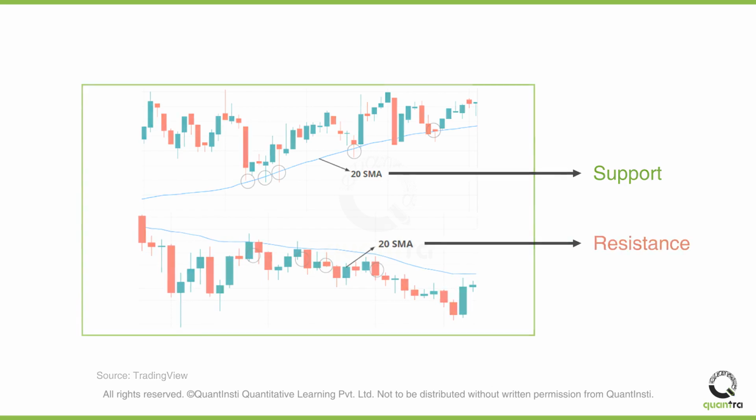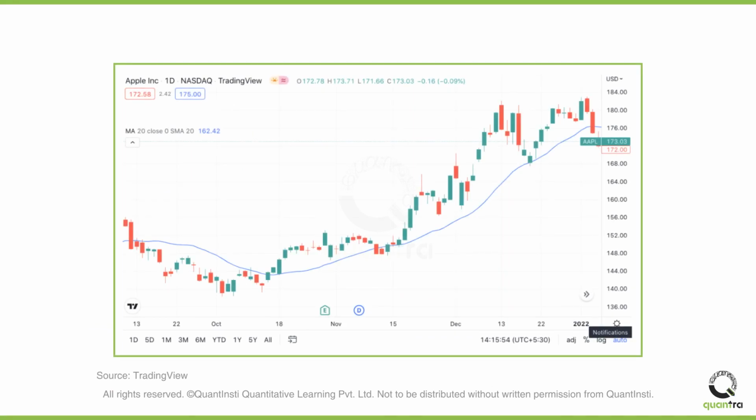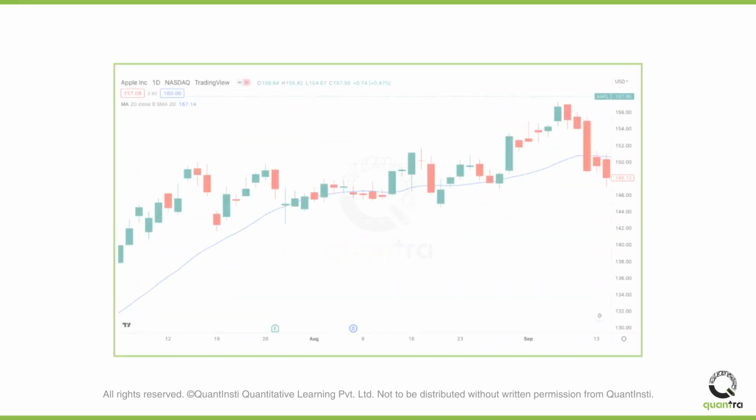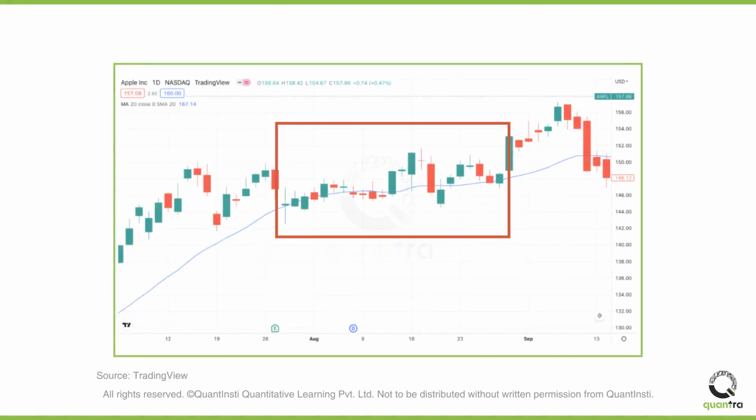Let's look for such instances on the Apple stock's price chart. We have set the look-back period for SMA as 20 days. This is a downtrend, and as you can see, the prices have not breached the 20 SMA line. So here the 20 SMA has acted as a resistance level. This is an uptrend. Here the prices have touched the 20 SMA at multiple instances but have reversed right after. But if you see this particular instance, you can see that the prices have breached the 20 SMA line.